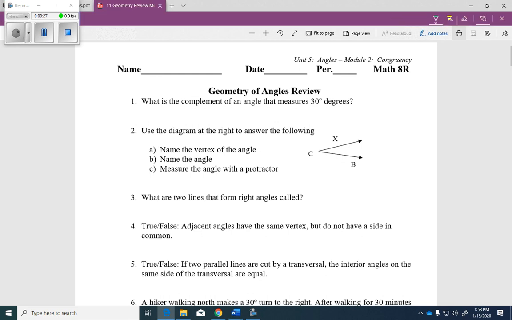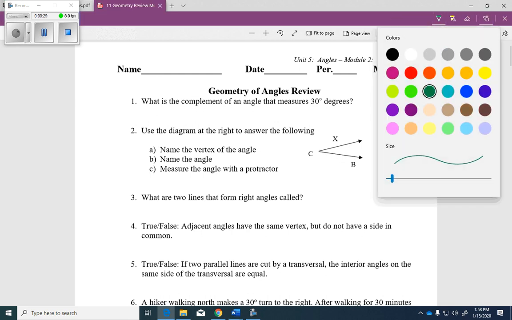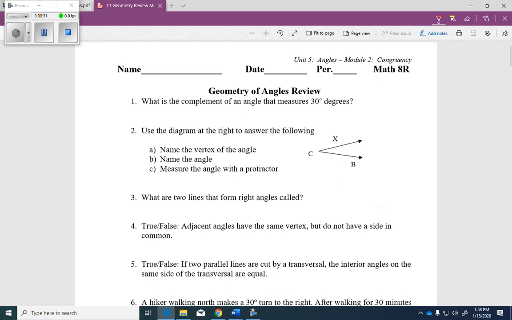So first, the complement of an angle that measures 30. Remember, complement is like complementary. We need angles that add up to 90. So if one of them is 30, I could just subtract from 90 to find the other one, and the other one must be 60 degrees.